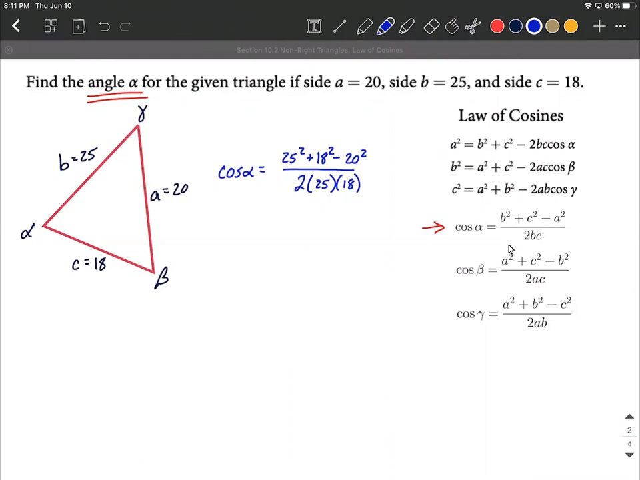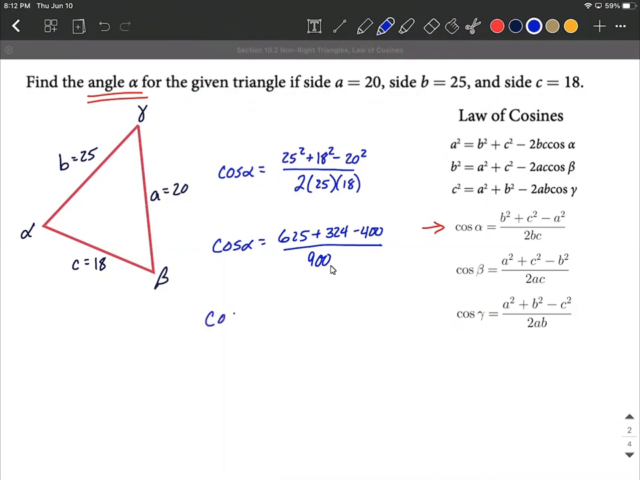All right. Next thing I would do on this is some simplifying. So figure out 25 squared. Let's see, what is that? Maybe we get the calculator out to help, but we get 625 plus 18 squared, which is 324, minus 20 squared, which is 400, all over, let me see, 2 times 25 times 18 works out to be 900. He says with no conviction at all. Pretty sure that's 900 for our denominator.